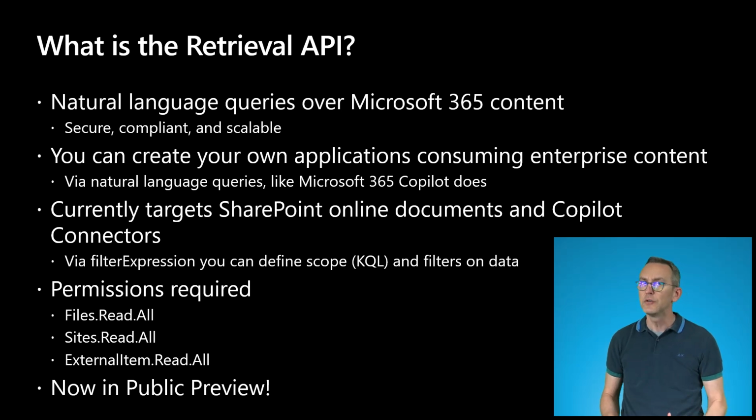queries. In order to consume the Retrieval API from a graph perspective and from a permission perspective, you will need to have permissions for Files.ReadAll, Sites.ReadAll, and ExternalItem.ReadAll. This technology is nowadays in public preview, so let's have fun with it.